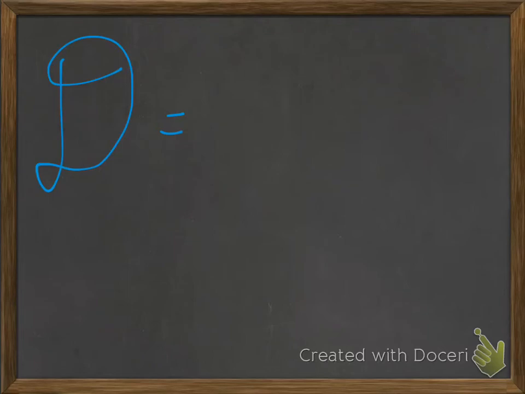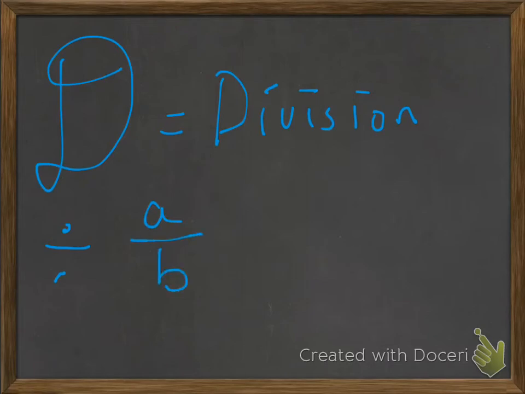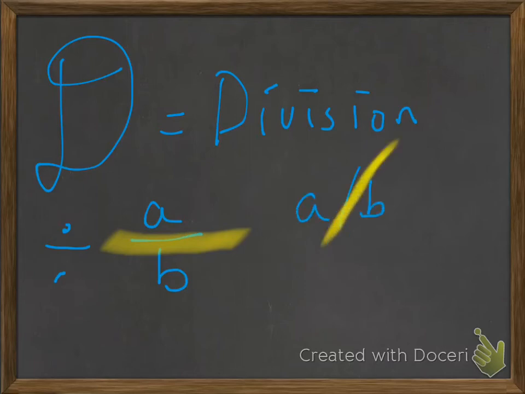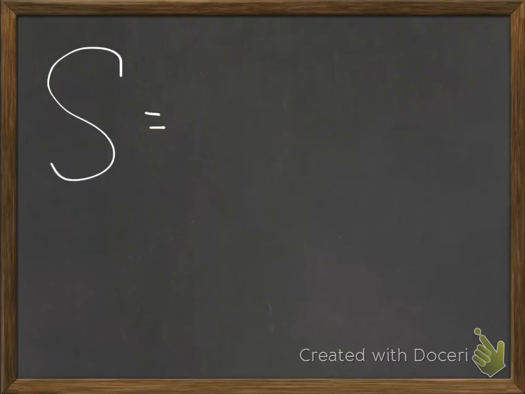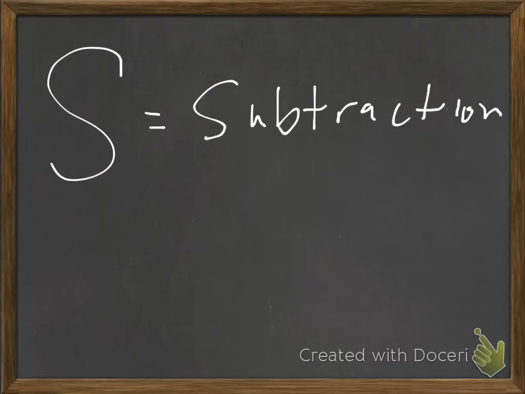D represents division. You'll see it represented like this, or in most cases, like a fraction bar. A fraction bar is division right there. Or sometimes slanted like that. A represents addition, and that's just plus like that. And S, ladies and gentlemen, is subtraction. That's just a simple minus sign like that.